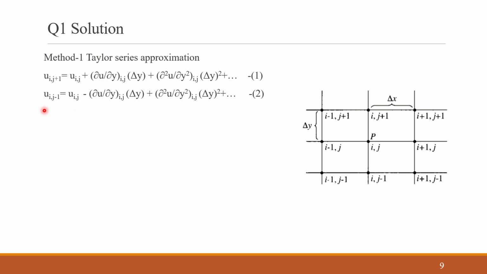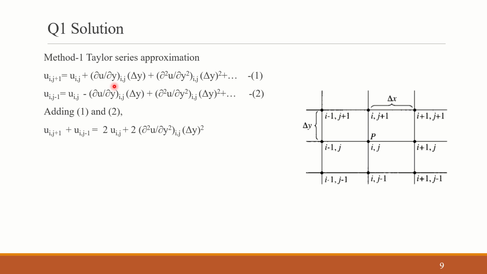Like u at i comma j minus 1 is equal to u at i comma j minus dou u by dou y at i comma j into delta y plus dou square u by dou y square at i comma j into delta y square. So what is our interest? Our interest is dou square u by dou y square at i comma j. So this term should remain. So if we subtract, it will be eliminated. So we are adding up.